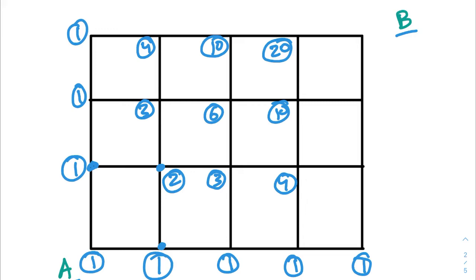And then 4 plus 1, 5. 10 plus 5, 15. And finally 20 plus 15 is 35. And remember what these numbers represent. It's how many ways there are to get from A to that specific point.